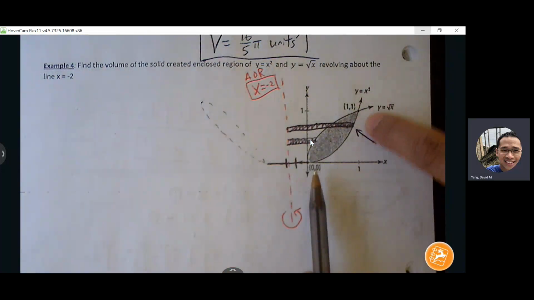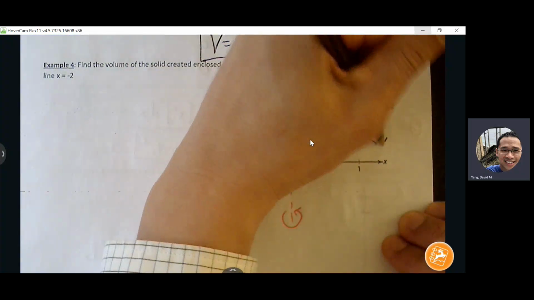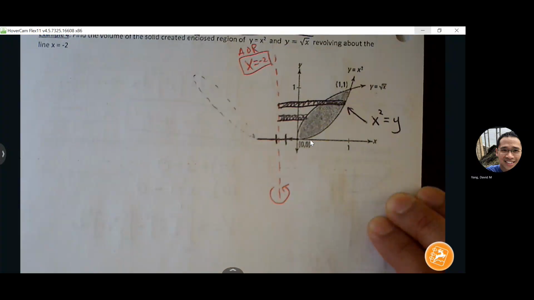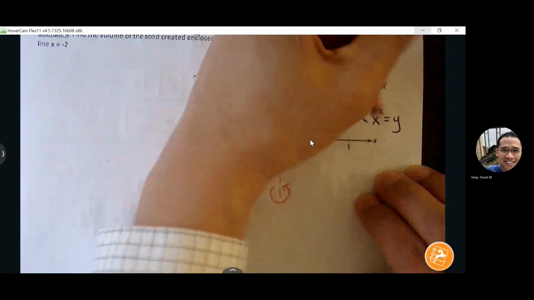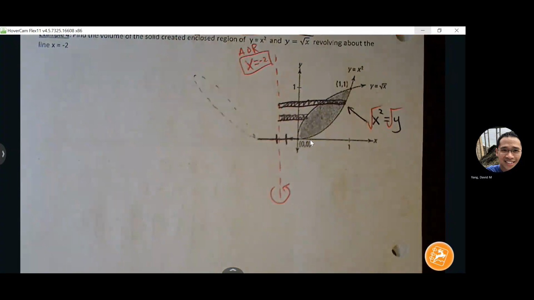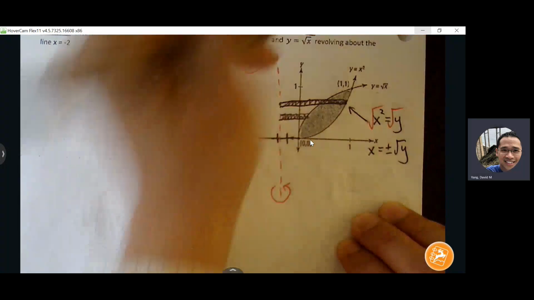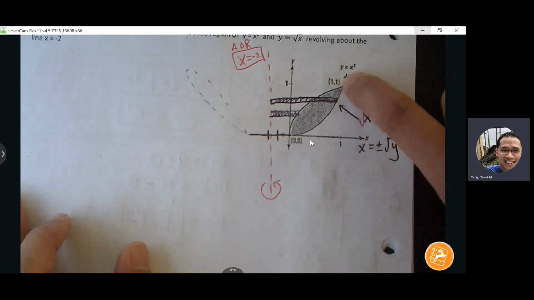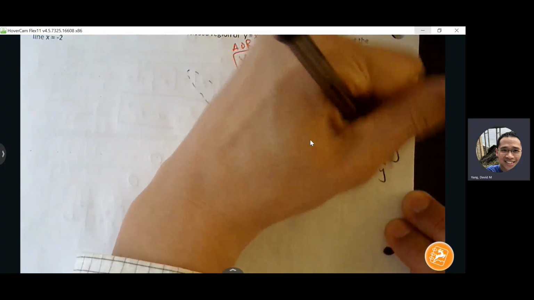This curve is what? The y equals x squared. But I need to solve for what? X. So to solve for x, I can take the what? The root. Now there's two of them, which are two equations here. Which one do I want to use? This is on the positive side, right? So positive root of y.